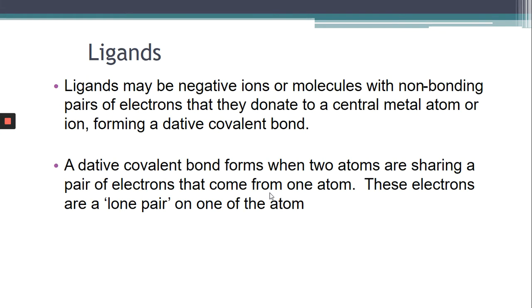We did cover dative covalent bonds earlier in this unit, but we're coming back to them at this precise second. So, our dative covalent bond is 2 atoms sharing a pair of electrons that come from one atom, and it's usually a lone pair on the atom that's donating them. Okay. We also have to remember, though, that our ligands may be negative ions. So they don't just form from molecules with a lone pair or atoms with a lone pair. It could also be a negative ion.